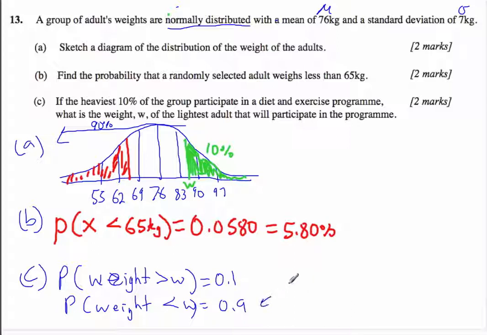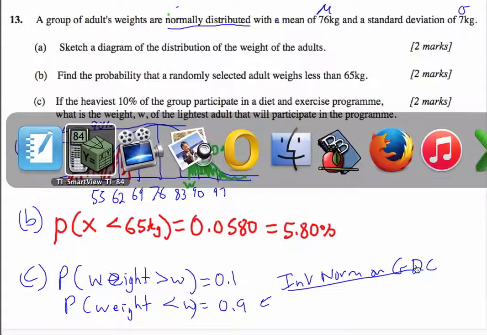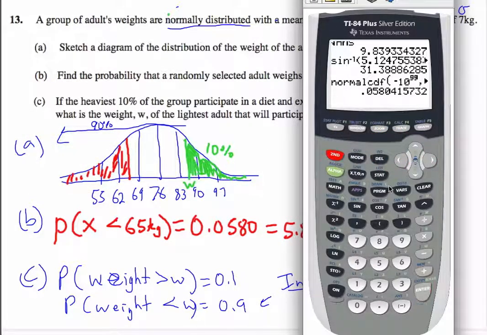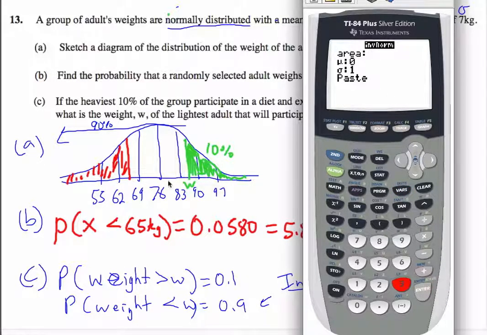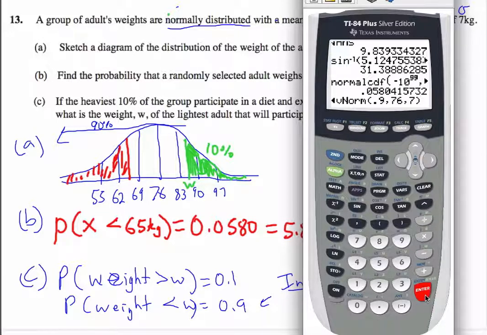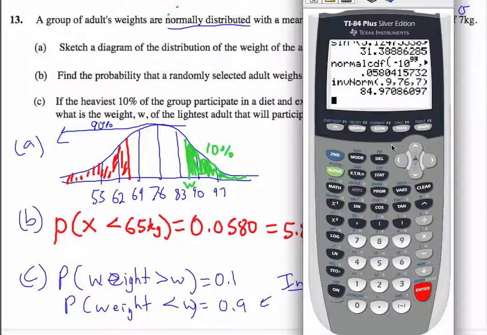Okay, so this is what we're going to do on the GDC. We're going to do inverse norm on GDC. That's under the same section, distribution. You go to distribution, inverse norm is number 3. And area, they're talking about the area that's less than W here, so that's 90, or 0.9. The mean is 76, standard deviation is 7, and there we go, it's 84.97, rounding to three significant figures, that's 85.0.